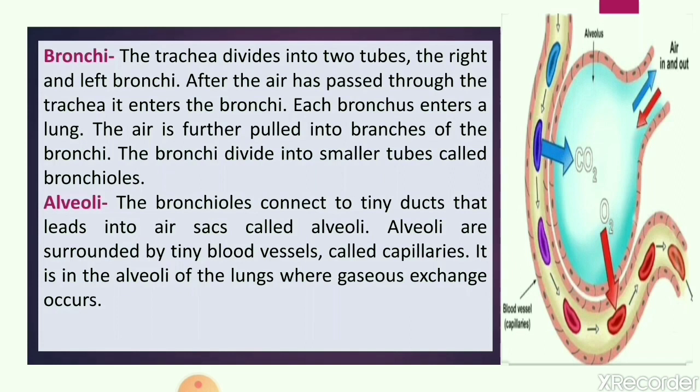One more thing, oxygen is carried to different parts of the body by red blood cells in the blood. We know that our blood is red in color, and the cells of blood are red because of the presence of one iron pigment called hemoglobin.